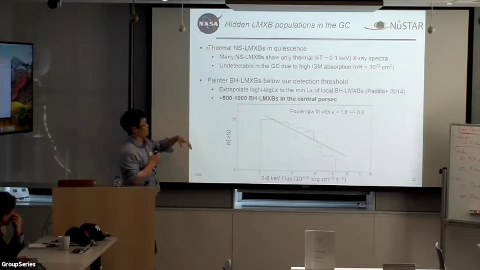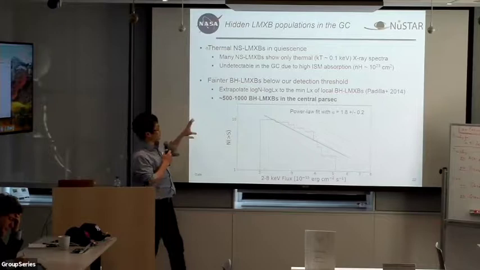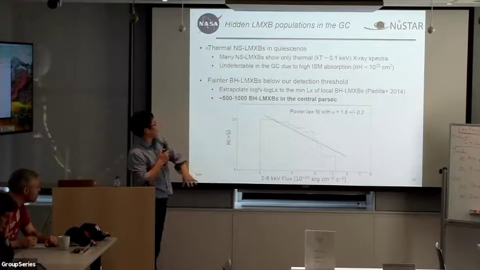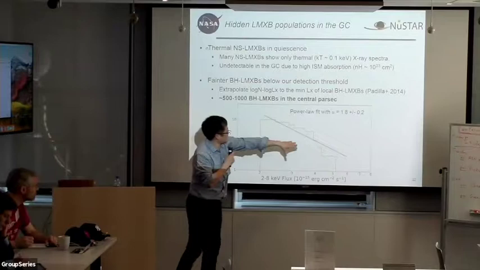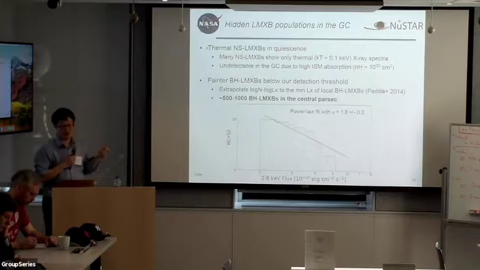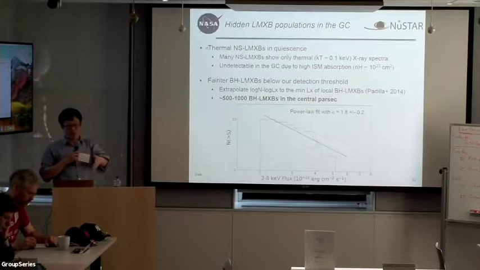If you look at the black hole systems, we measured the log N-log S of the 13 quiescent black hole LMXB candidates, and that's actually similar to the local black hole log N-log S derived by Padilla. So if you extend this power law down to the faintest local black hole LMXB luminosity, you get about 500 to 1,000 black hole LMXBs still hidden there. And then, like I said, 3 X-ray bursts with only one outburst could be some of them.